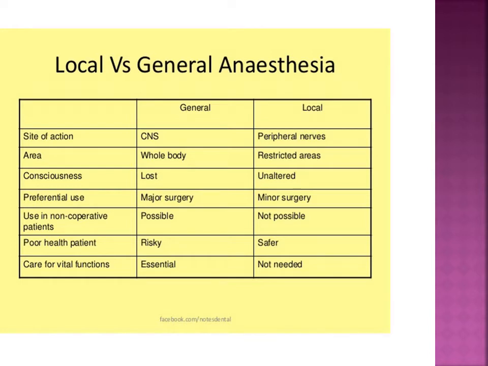General anesthetics are mainly used for major surgeries, and local anesthetic is used for minor surgery. If the patient's condition is poor, use of general anesthetics may be risky, but local anesthetics will be safe. For use of general anesthetics, essential care should be taken, but in case of local anesthetics, no need for such care.